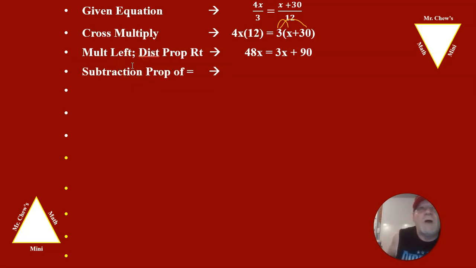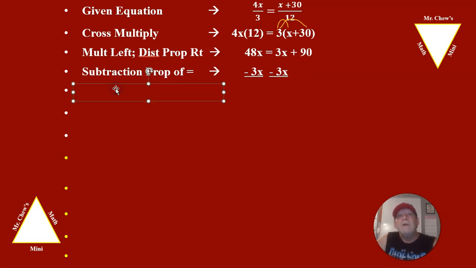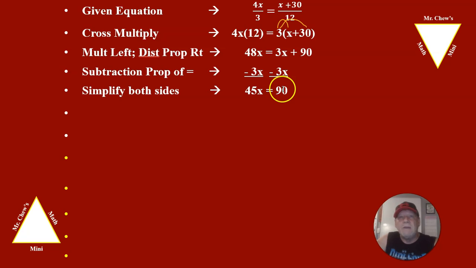Next step, using inverse operation, we're going to use the subtraction property of equality to subtract the 3x from the left and move it to the right. So I just line them up so that I can cross this out, and I'll have 3x minus 3x, which is 0, and 0 plus 90 will be 90 on the right. And then on the left, I'm going to have 48x minus 3x. So I simplify both sides, and I get 45x equals 90.